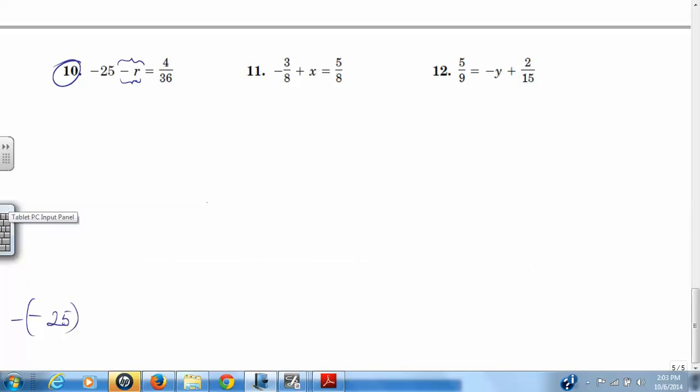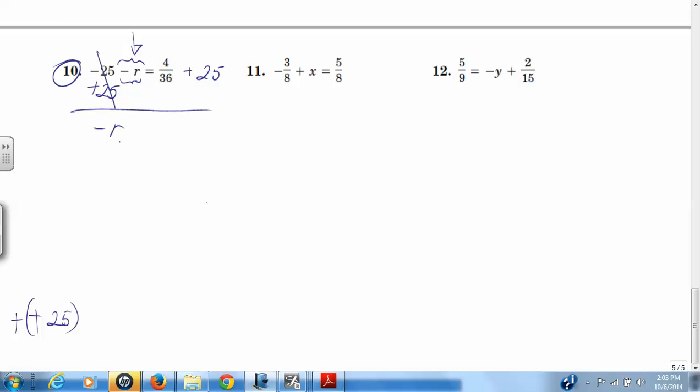I should move it higher, right? When you subtract, you add the opposite. So I can basically just add 25 here. And I will add 25 to both sides. And that will tell me what my r is, right? Or will not tell me yet, but will leave my negative r by itself. Negative 25 plus 25 will be 0.